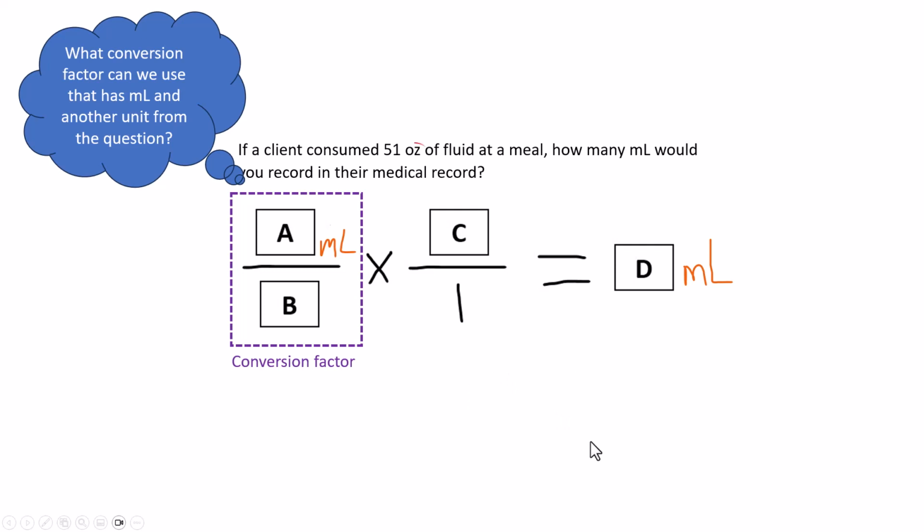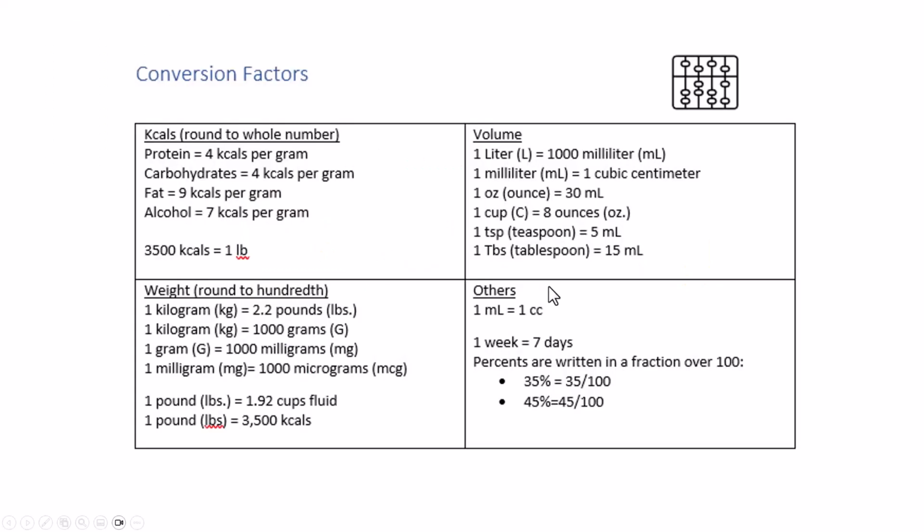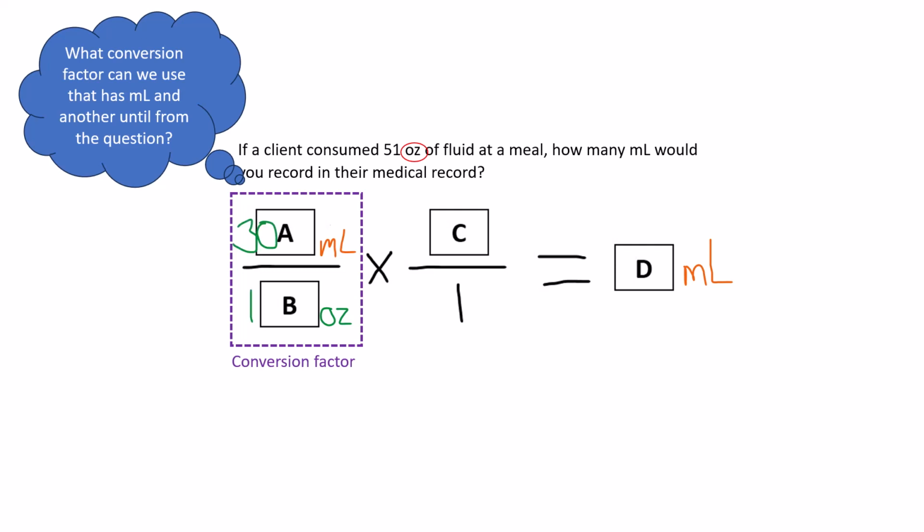So we look to the question and we see ounces in the question. So we will fill that in the denominator of the conversion factor. So now we need to figure out what conversion factor uses milliliters and ounces. So let's look at our conversion factor. And we see that here in the volume, 1 ounce equals 30 milliliters. So let's go back to our question and fill in those numbers, 30 milliliters over 1 ounce.